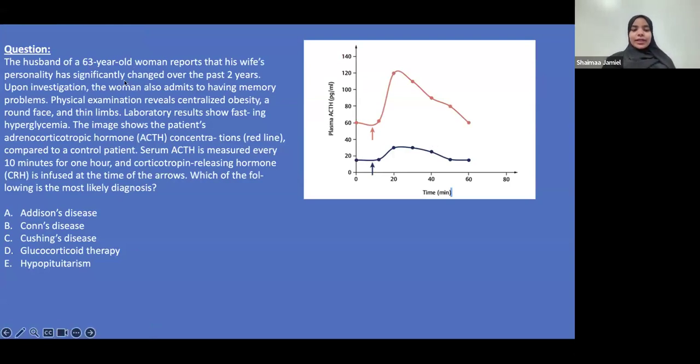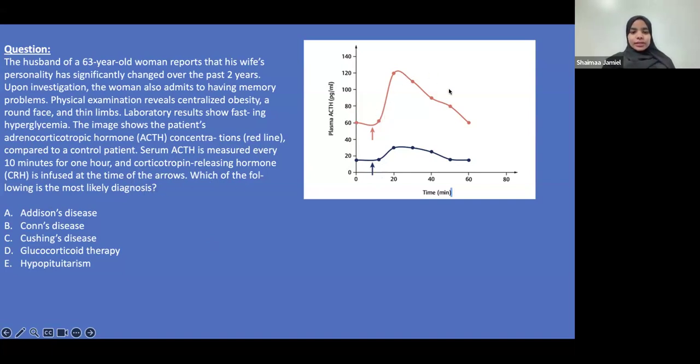The husband of a 63-year-old woman reports that his wife's personality has significantly changed over the past 2 years. Upon investigation, the woman also admits to having memory problems. Physical examination reveals centralized obesity, round face, thin limbs. Lab results show fasting hyperglycemia. The ACTH and the cortisol are shown on the graph. Serum ACTH is measured every 10 minutes for 1 hour, and CRH is infused at the time of the arrows. Which of the following is the most likely diagnosis?